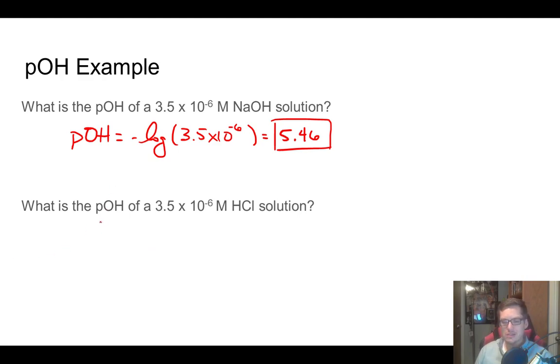Okay, all right, and this says what is the pOH of a 3.5 times 10 to the minus 6 molar HCl solution? But be careful here.